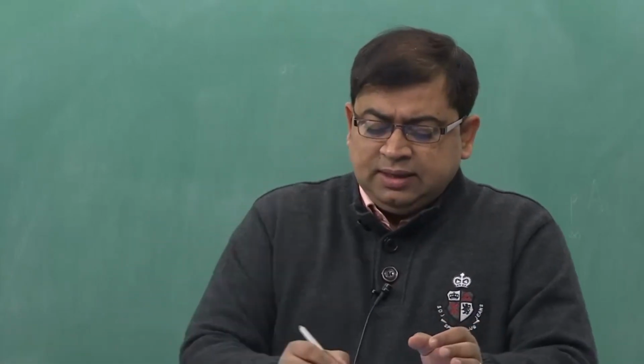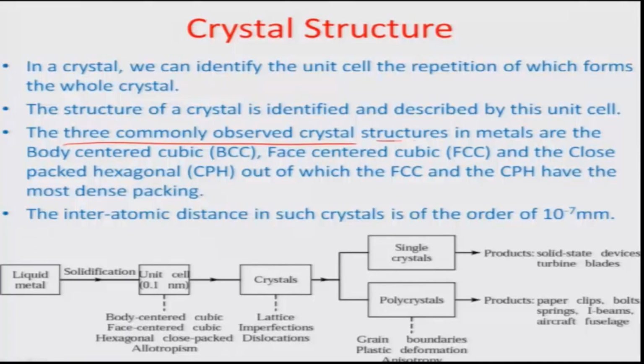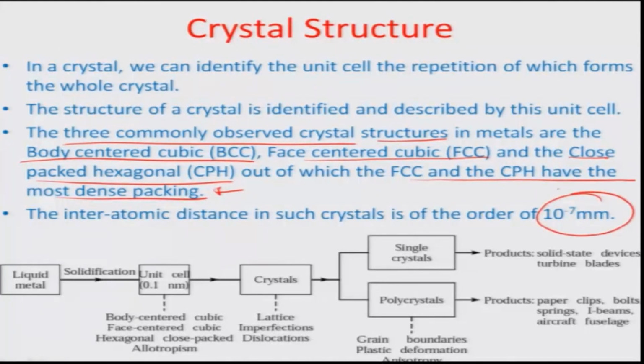And so, the three commonly observed crystal structures in terms of those small units, also called unit cells or blocks, are the body centered cubic structure, the face centered cubic structure, and the close packed hexagonal (CPH) structure, out of which the FCC and the CPH have the most dense amount of packing that is imaginable. So, the interatomic distance in such crystals is actually of the order of 10 to the power of -7 millimeters, or about an Angstrom unit.